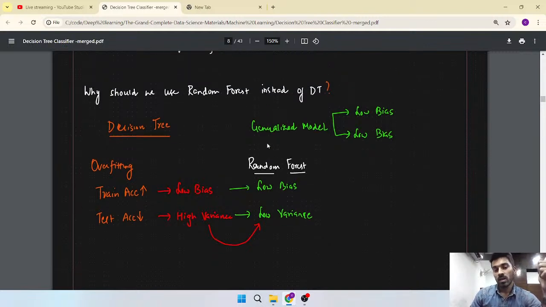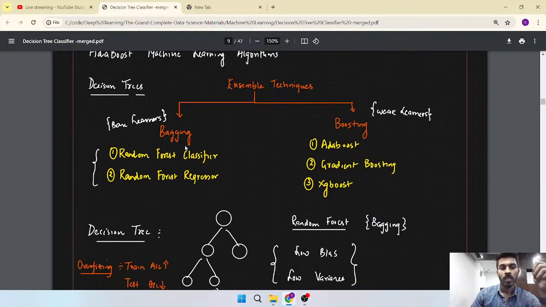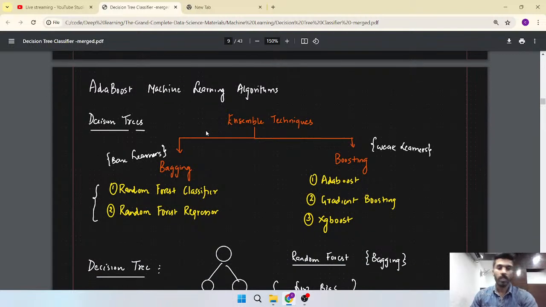So basically the aim of random forest is to convert your overfitting model into a generalized model, and a generalized model will have low bias and low variance. This is the idea. Now coming to the AdaBoost machine learning algorithm. AdaBoost also comes under decision trees.